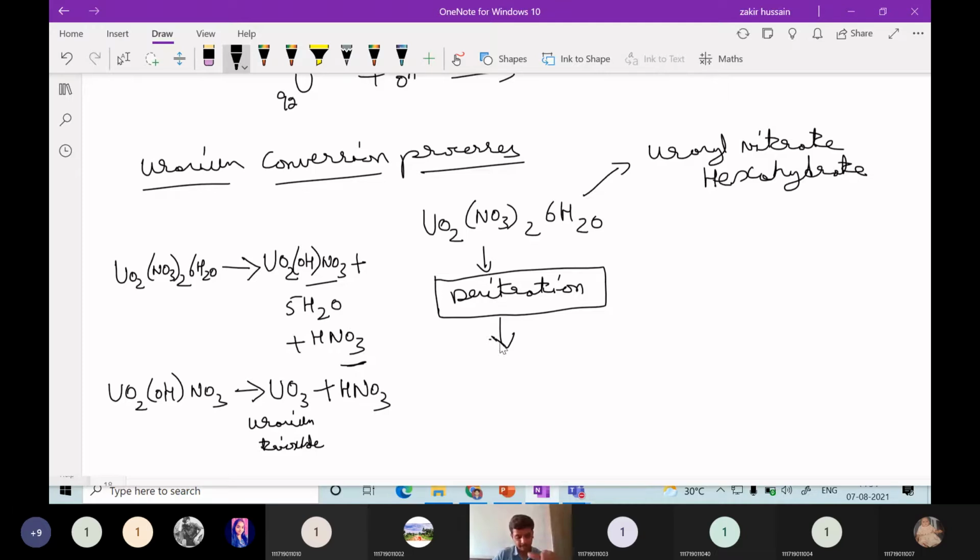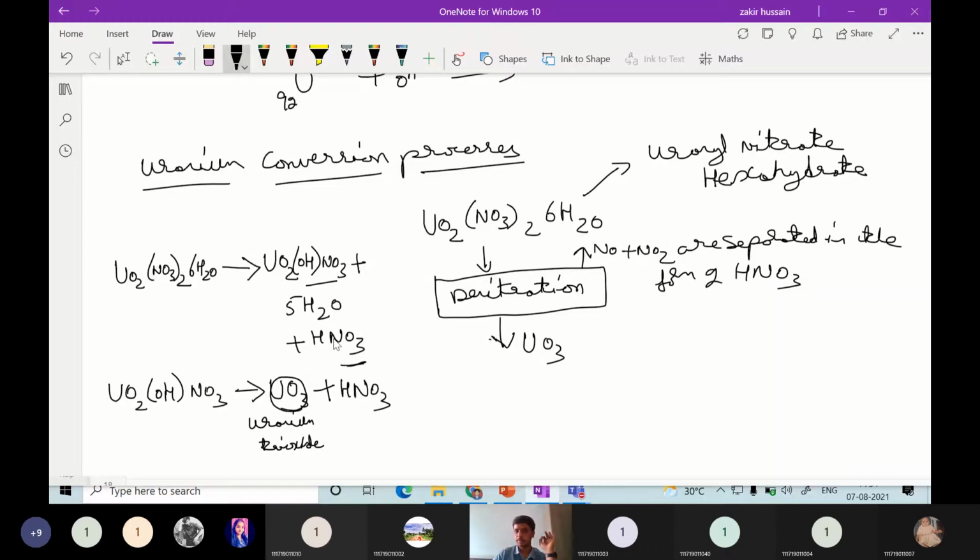After denitration, what happens? The end product will be UO3. This is the end product of the denitration step. And whatever nitrogen oxides are formed will be separated in the form of nitric acid, HNO3. These off products will be liberated, whereas the UO3 will further undergo a transformation.